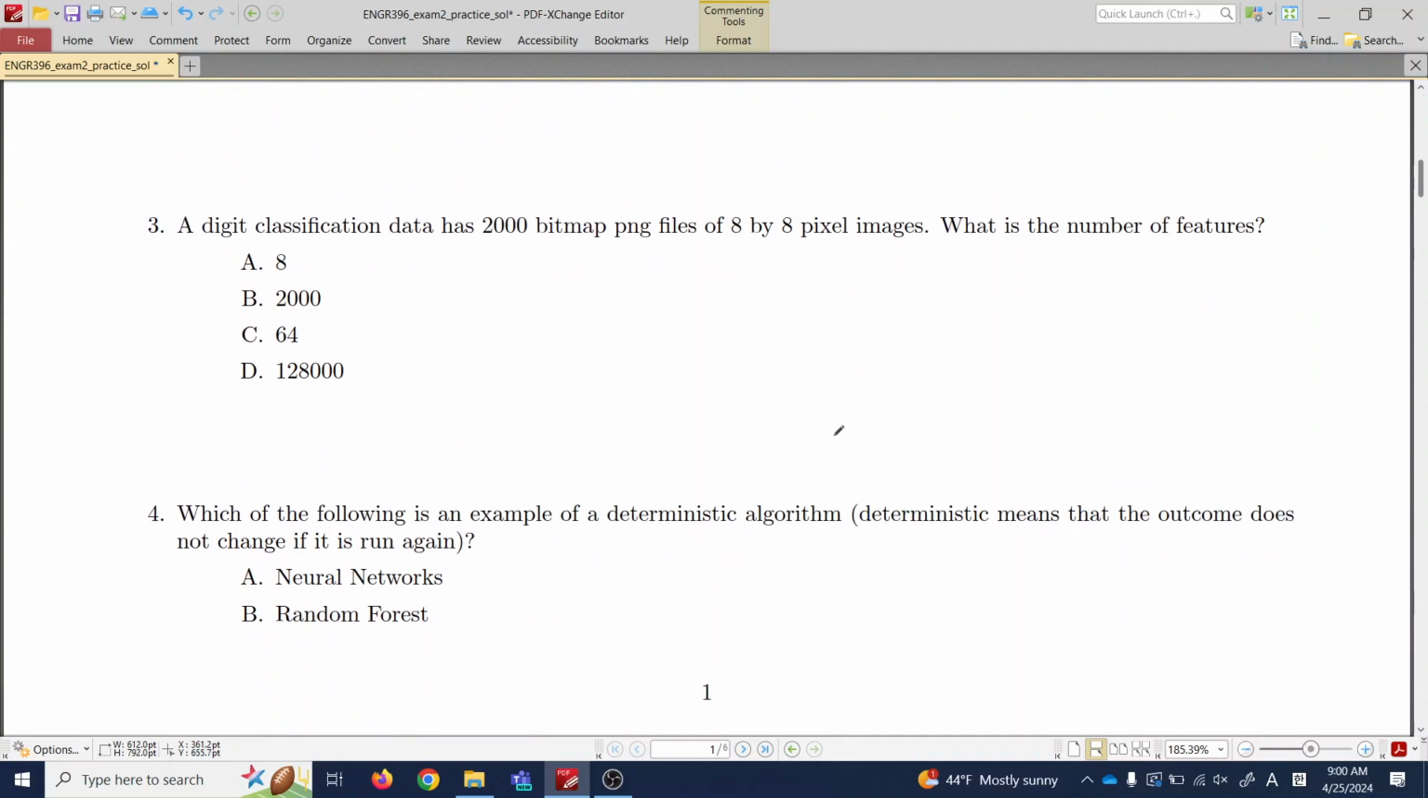Okay. A digit classification dataset has 2000 bitmap PNG files of 8 by 8 pixel images. What is the number of features? I wonder how many of you can figure this out.